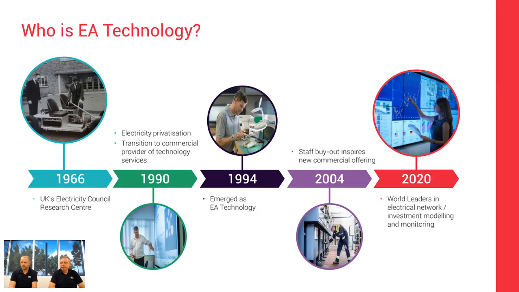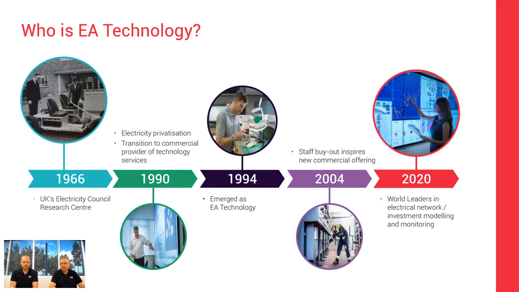Just a very brief word about EA Technology in case you're unfamiliar. EA Technology started off as the Electricity Council Research Centre of the UK electricity industry back in 1966. Through that time, we started working on non-intrusive and partial discharge detection in the 1970s and 1980s. By 1990, the privatization of the UK electricity industry started occurring, and after a couple of name changes, we emerged by 1994 as EA Technology. Then 10 years later, there was a staff buyout, so we're now an independent employee-owned company.